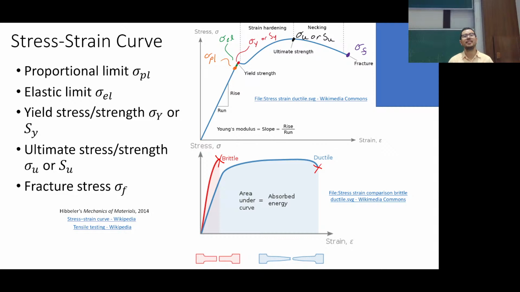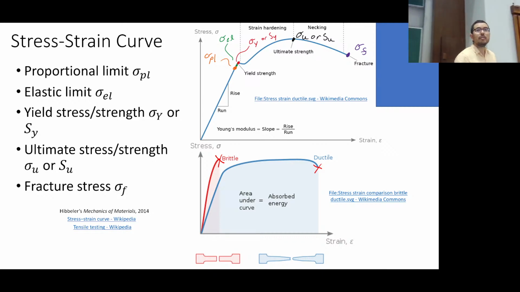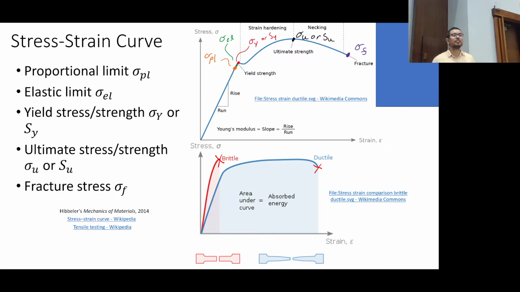Someone might think, how much energy would be required before it breaks? That's right, that's absolutely right. Maybe you're designing a bumper.